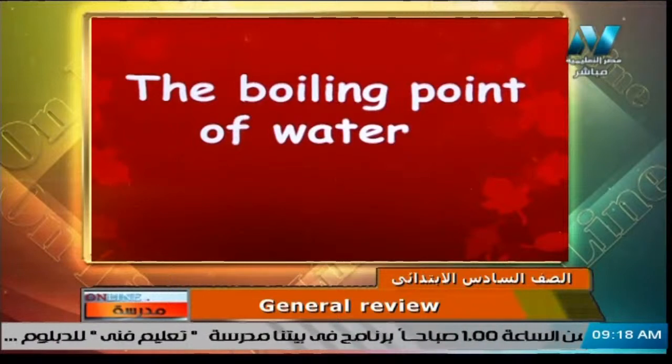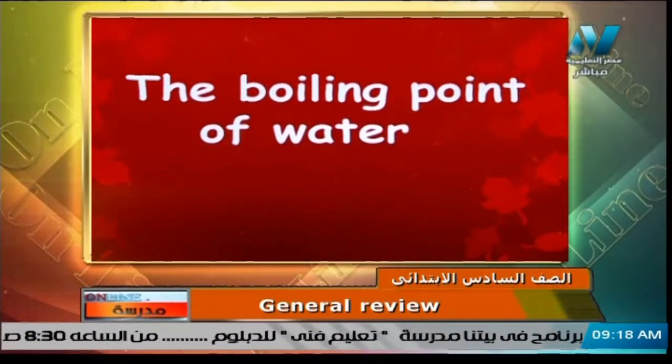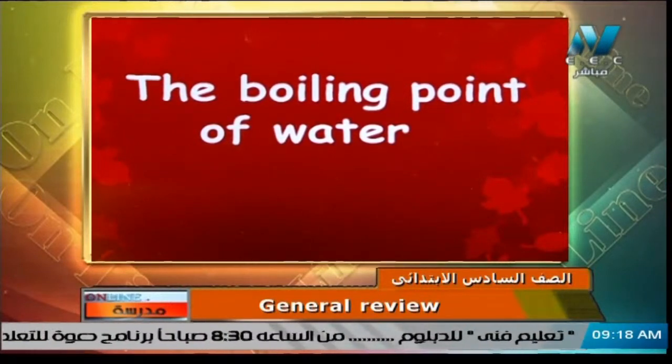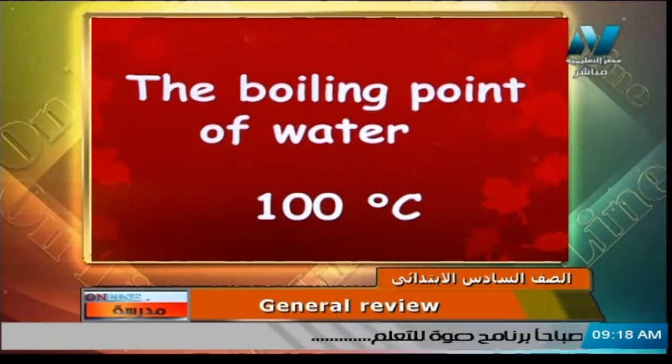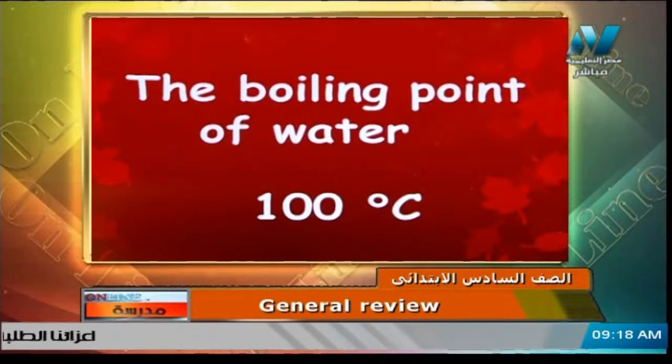The boiling point of water درجة غليان المية. عارفين كويس قوي ان هي اخر درجة في السيلسيوس ثرمومتر وهي 100 سيلسيوس. The boiling point of water it will be 100 Celsius.